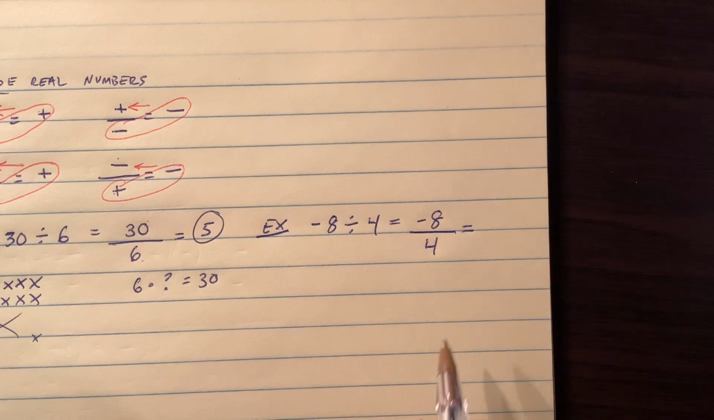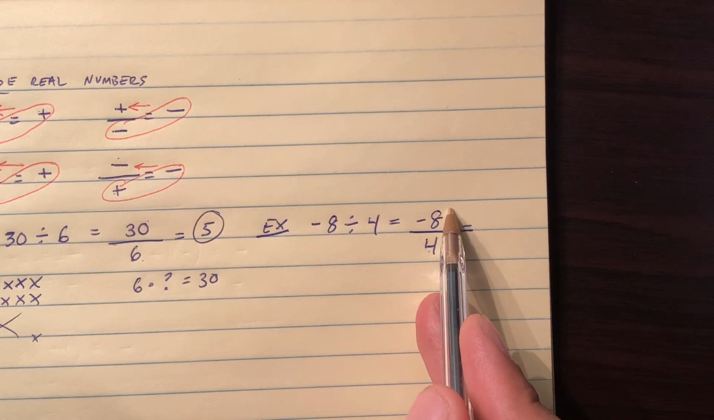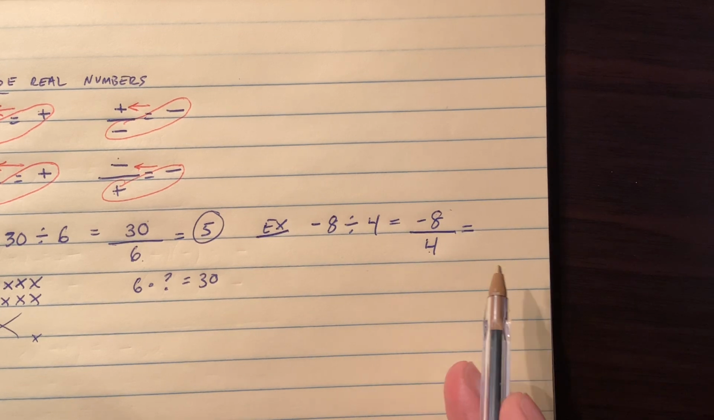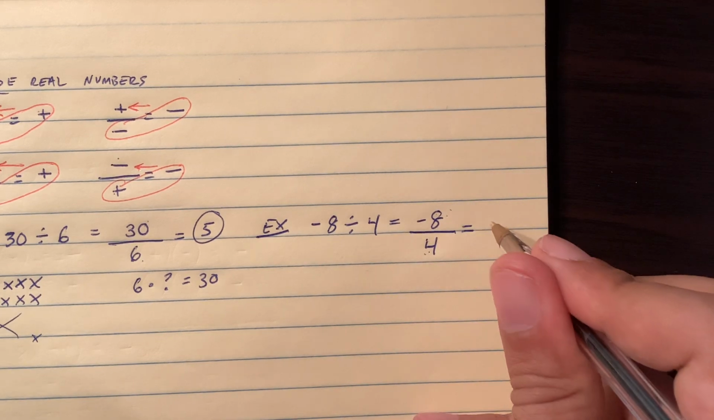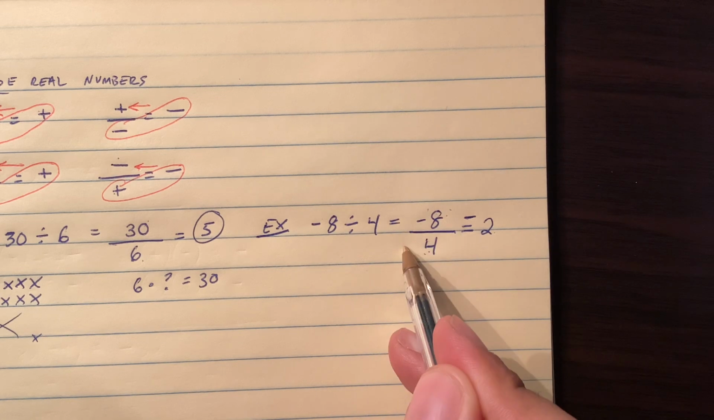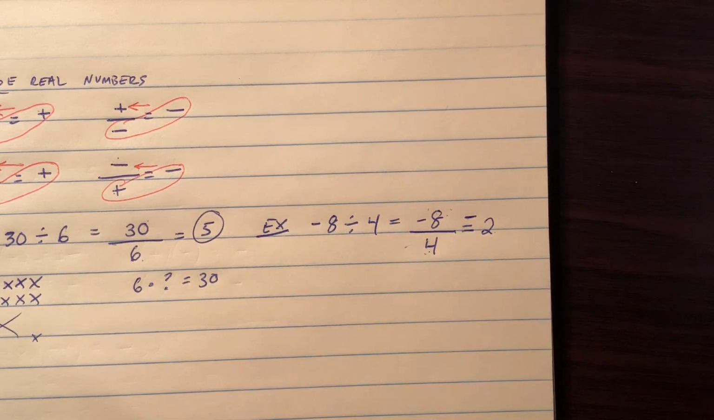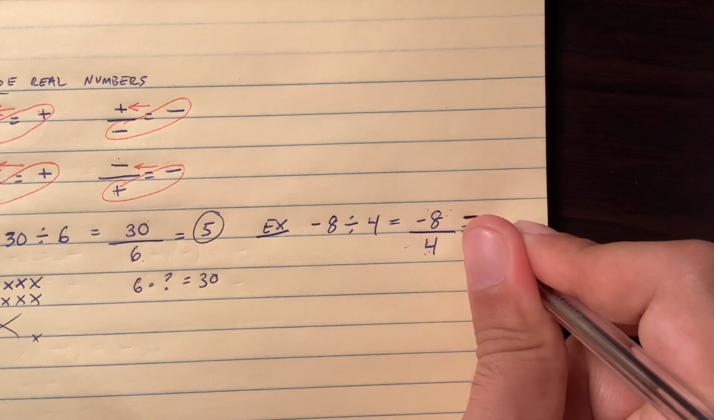Now we just have to focus on 8 divided by 4. How many times does 4 go into 8? You can think of it like that, and we get our answer as 2. Or you could say, 4 times what is equal to 8? Once again, we get that our answer is going to be 2. So negative because of the negative divided by positive, and let me make this negative 2.